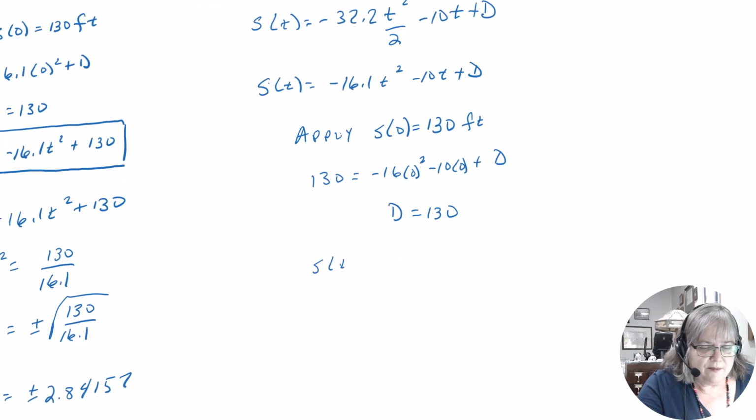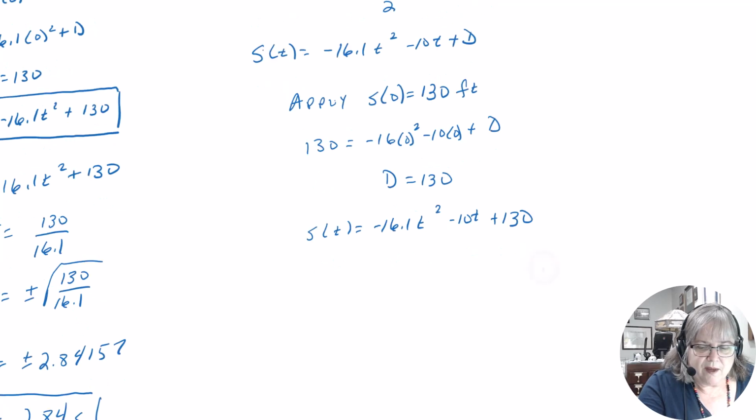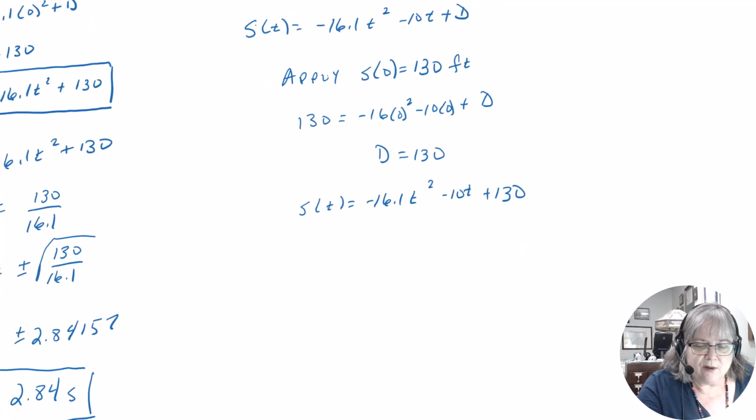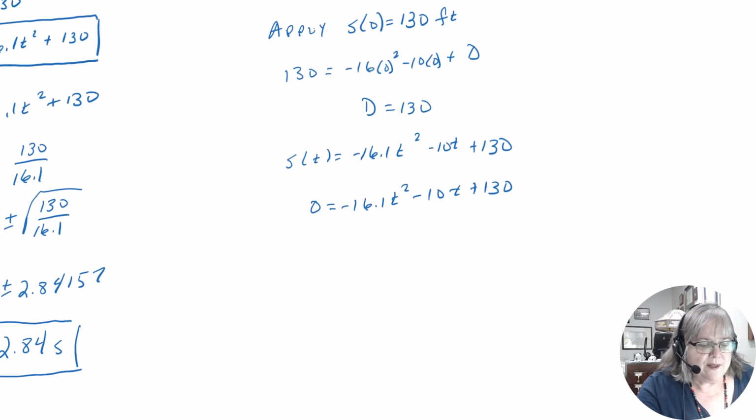So s of t is negative 16.1 t squared minus 10t plus 130. And then the question is, when does it hit the ground? And it hits the ground when s is 0. But this one's not as simple to solve as the other one. This is going to require us to do the quadratic formula. It doesn't factor.